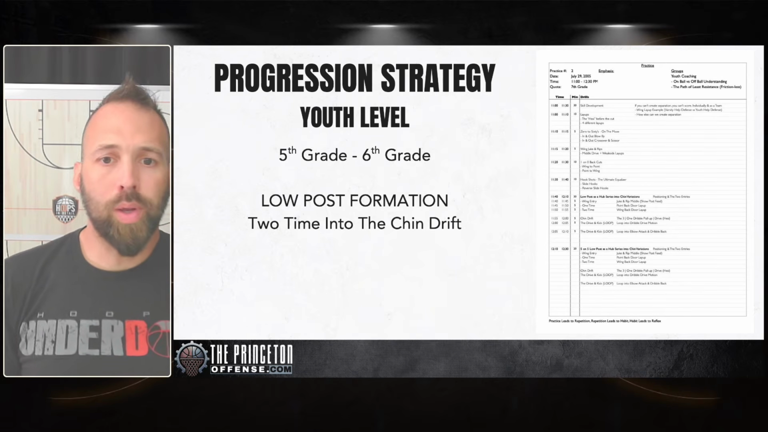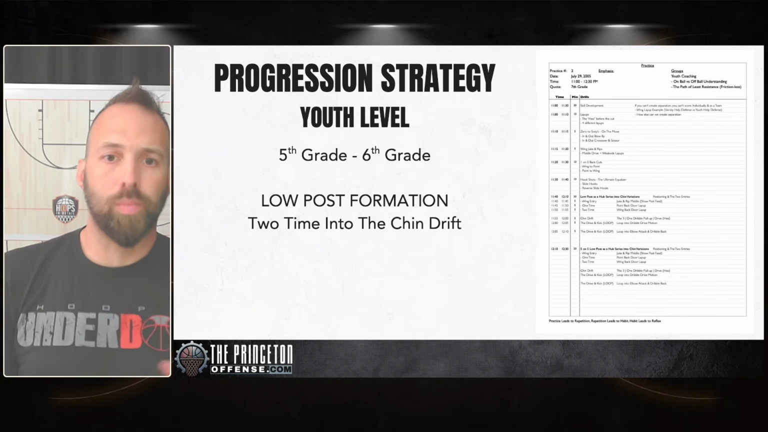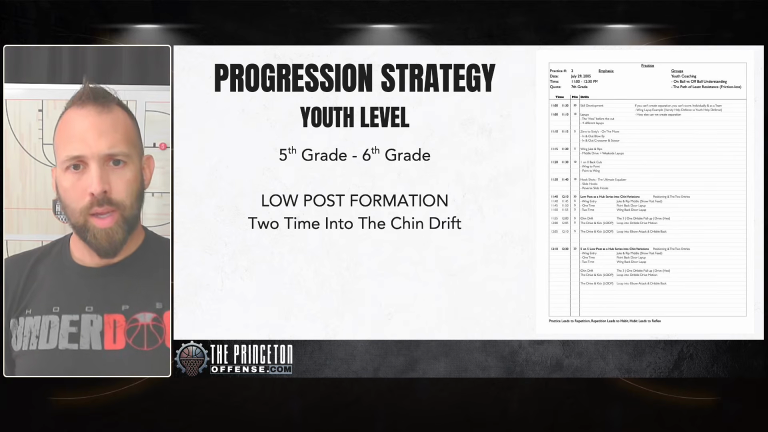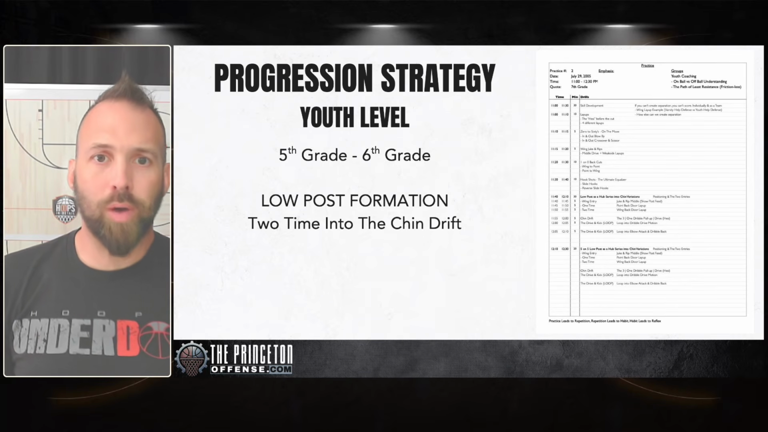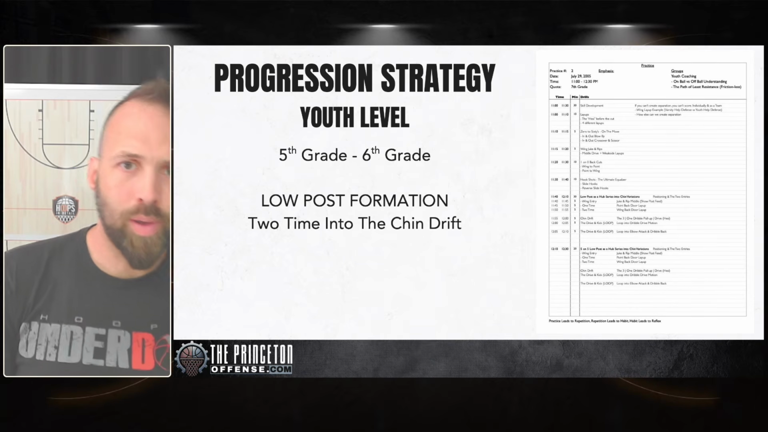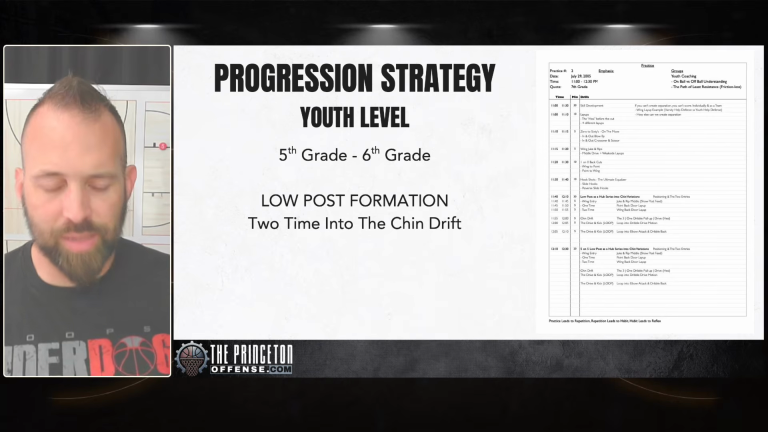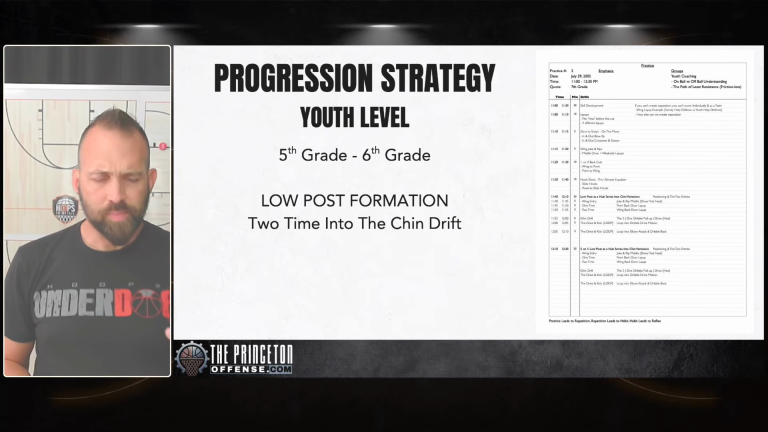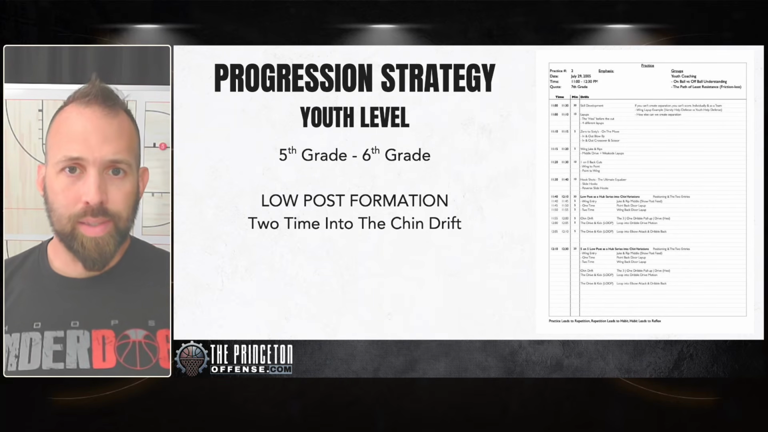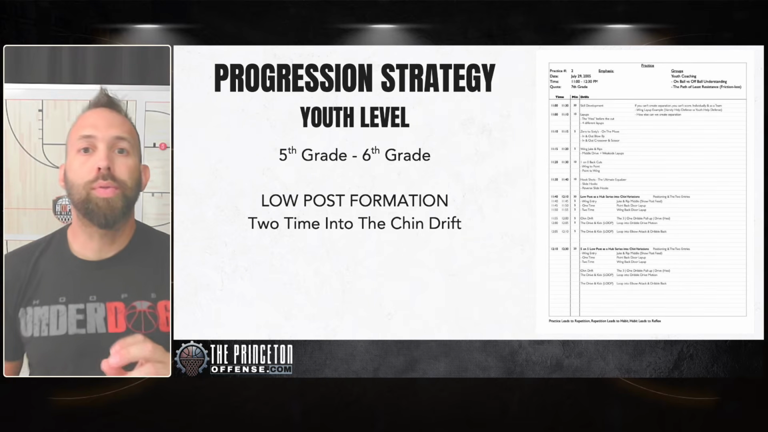So with this group, we introduced a low post formation, 2-guard front into a throw the ball to the wing, pass and cut, changes into a 1-guard front, 2 times, backdoor. If the first one's not open, we get the second one, which is why it's called 2-time. I'm not going over the X's and O's in this presentation. But the idea is we're now starting to teach them how to run Princeton concepts with no friction.